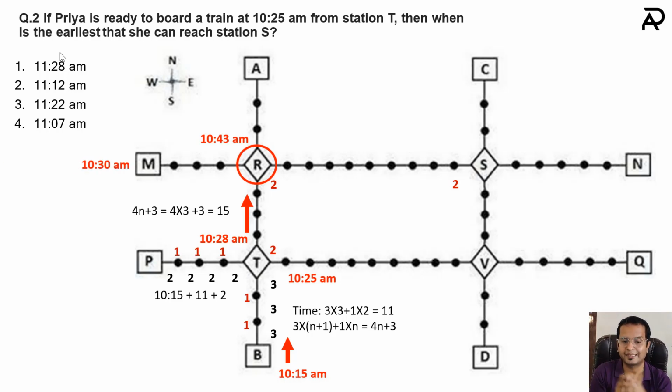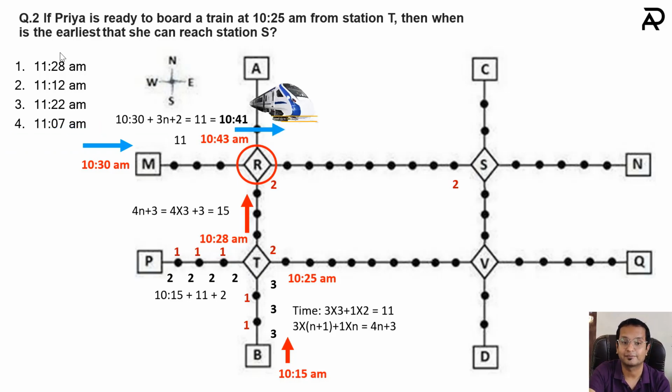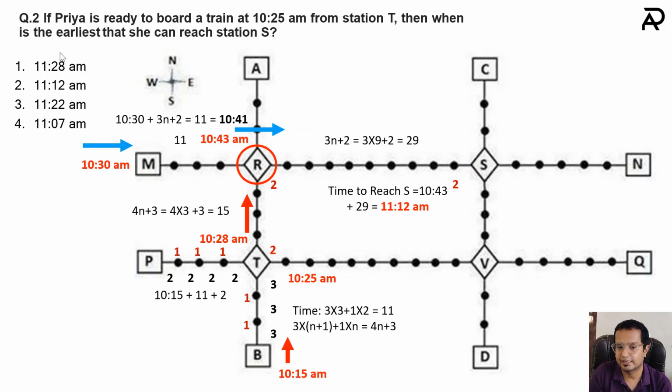Let's look at M now. 10:30 am, if you catch a train at M, it takes 11 minutes. So that becomes 10:41. And 2 minutes of wait, 10:43. She will be able to catch at 10:43. Right? Okay. Now R to S, 29 minutes. And she has reached 10:43 plus 29 minutes. You get 11:12 am. That's the time when she is able to reach S.